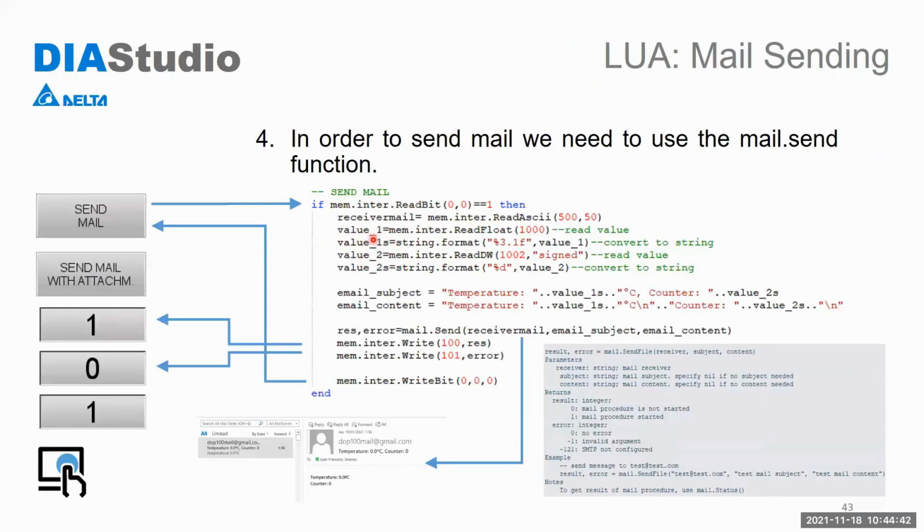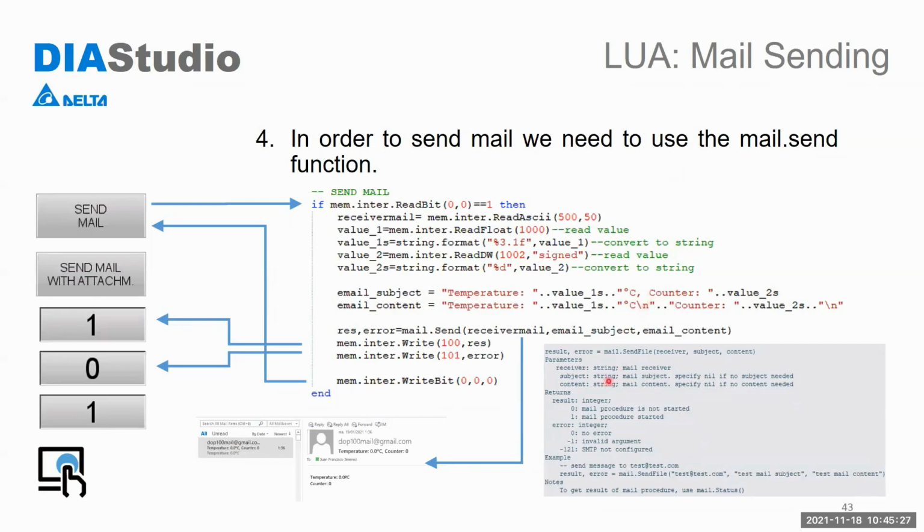So first read the value of the temperature and convert it to a string. Then I read the value of the counter and convert it to a string. So I have here value 1s, value 2s, the two strings. And now I need to cook the mail subject string, that we said will be temperature, the value of the temperature, then the counter and the value of the counter on the same line. And the content will be very similar to the subject, but in two separate lines. So I need to add this carriage return line feed in here, let's say, to have it in a different line.